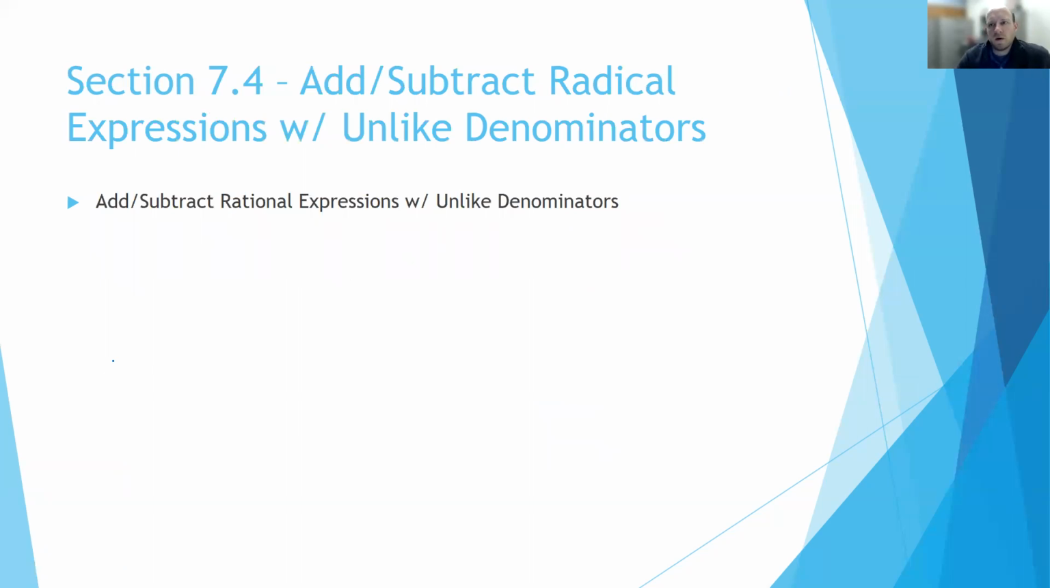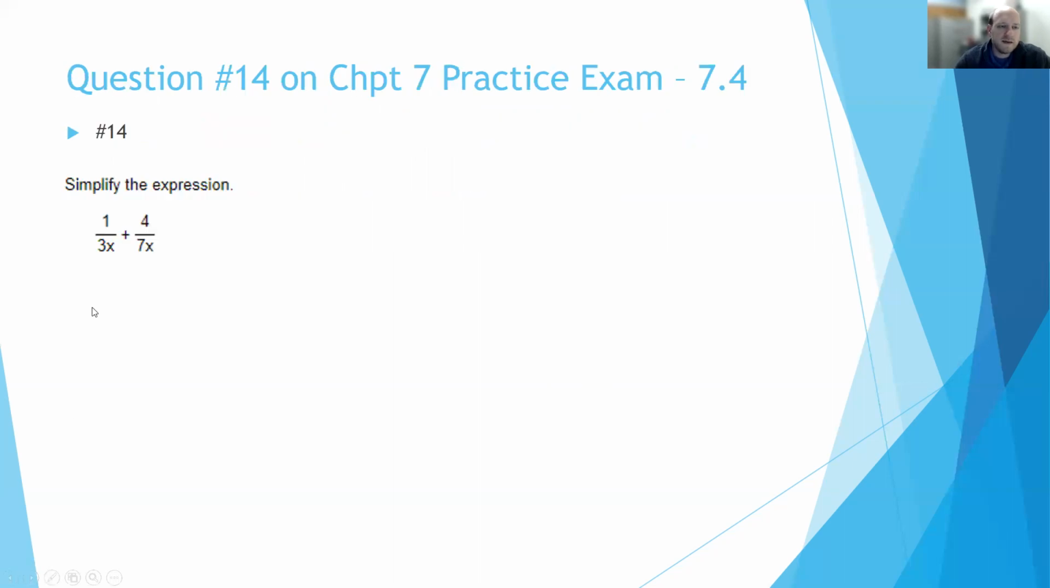Section 7.4, we did adding and subtracting rational expressions with unlike denominators. When we add and subtract with unlike denominators, we need to make a common denominator. Let's model that here. In order to do that, we find the least common denominator of the two denominators.